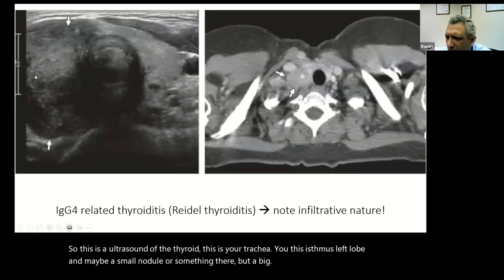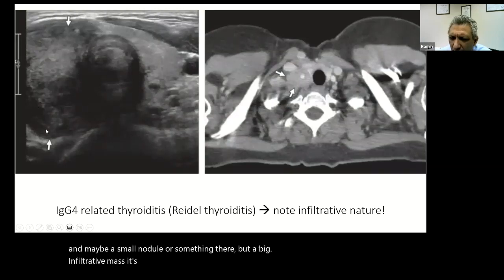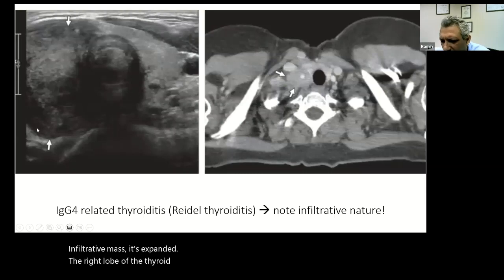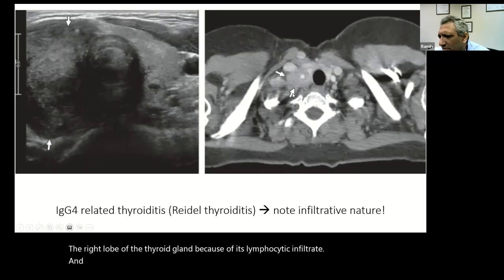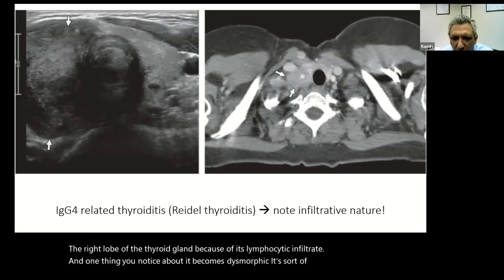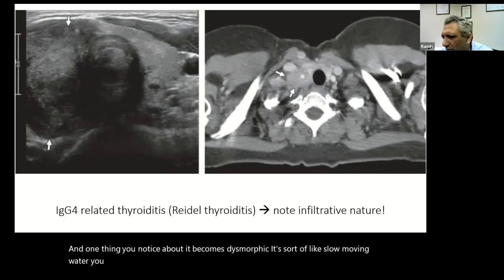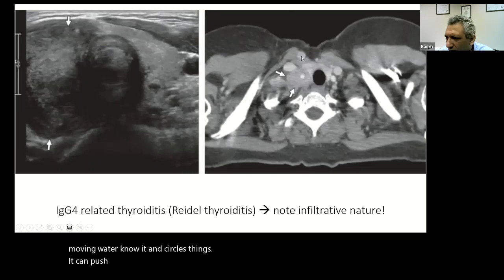infiltrative mass. It's expanded the right lobe of the thyroid gland because of its lymphocytic infiltrate. And the one thing you notice about it is it becomes dysmorphic. It's sort of like slow moving water, it encircles things. It can push things too a bit, but it really can encircle things.